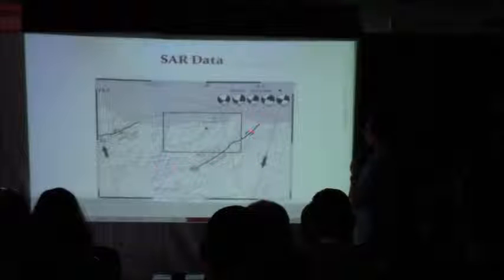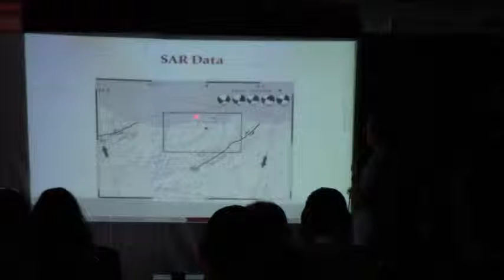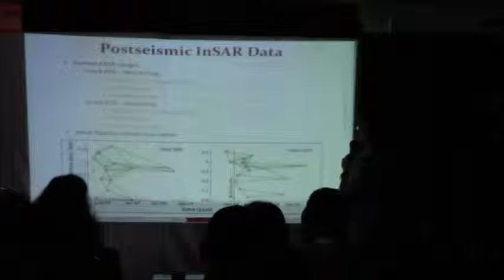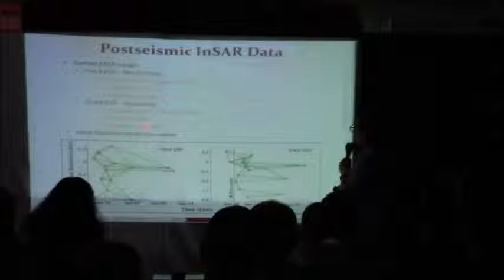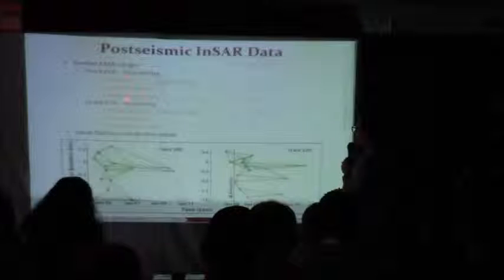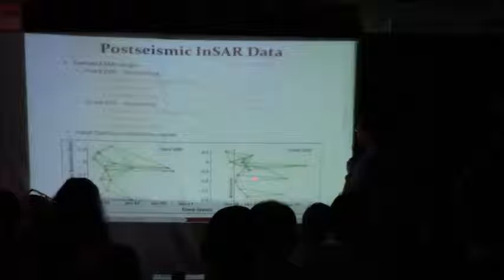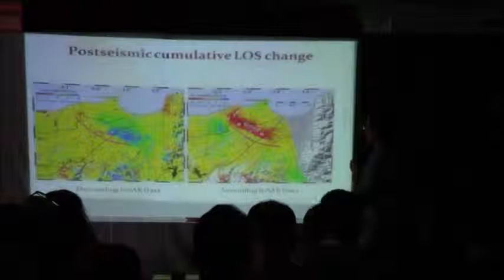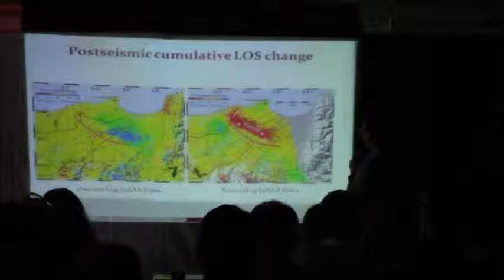We used ENVISAT data on ascending and descending frames. These are the frames that I have used, and both of them cover the region well. I will start with the post-seismic to show why we also needed to improve the coseismic. We have 15 images in both tracks, and the data covers 7 years on the descending and 3 years on the ascending track. Here is the data we obtained from the InSAR time series.